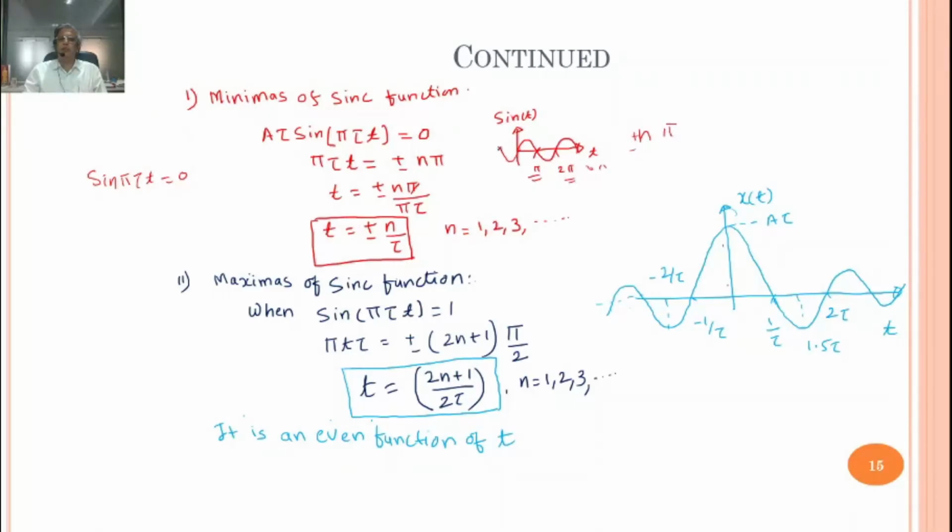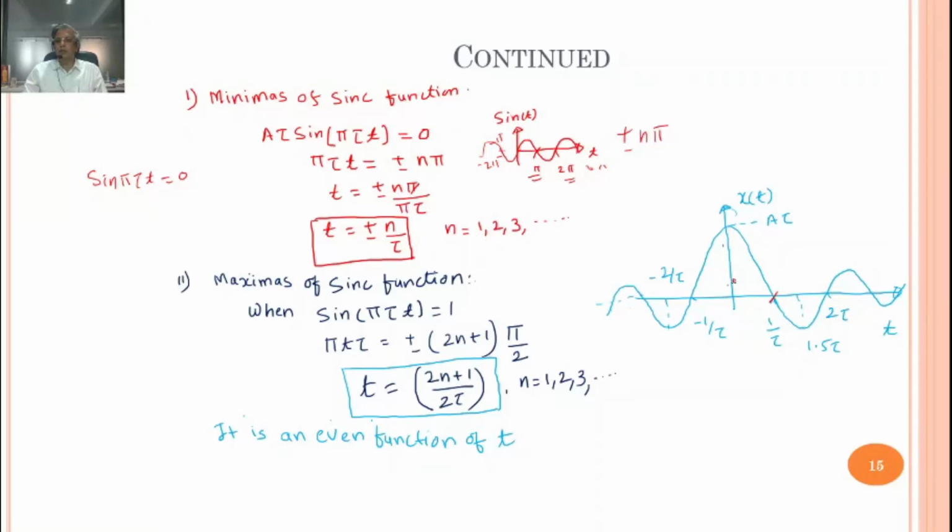Similarly for this negative side also, this is minus pi, minus 2 pi, this is plus minus n pi. Means t equal to plus minus n pi divided by pi tau. This pi will cancel out, and that is n by tau. When n equal to 1, this is 1 by tau.